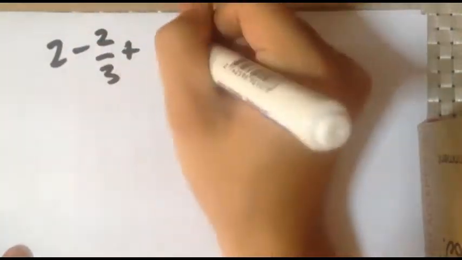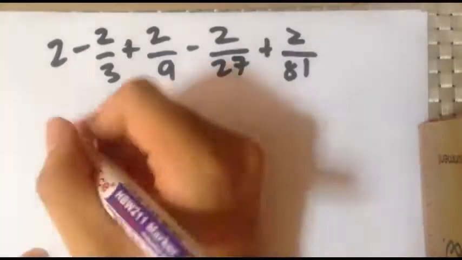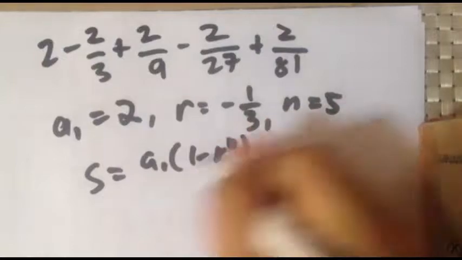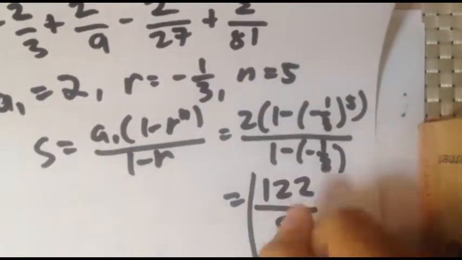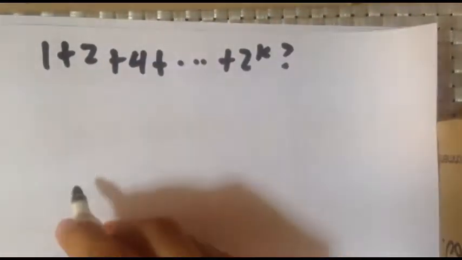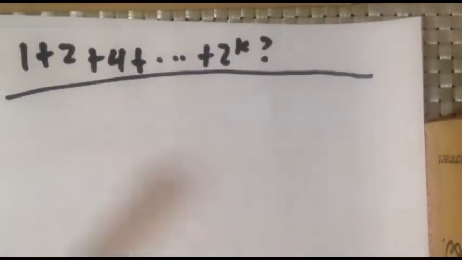Find the sum 2 minus 2 thirds plus 2 ninths minus 2 over 27 plus 2 over 81. We can see that a sub 1 is 2, that r equals negative 1 third, and that n equals 5, so we can use the formula to get 122 over 81. Here's an exercise. What is the sum of the series 1 plus 2 plus 4 and so on up to 2 raised to k? So how many grains of wheat did the woman ask for? Could the king pay the woman?